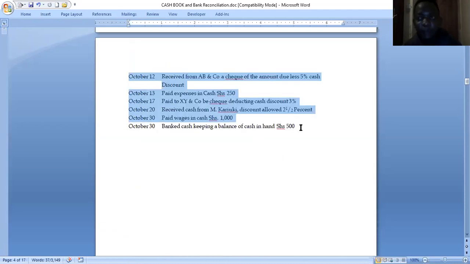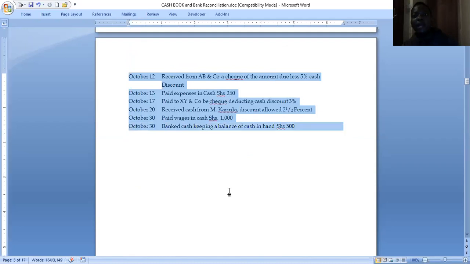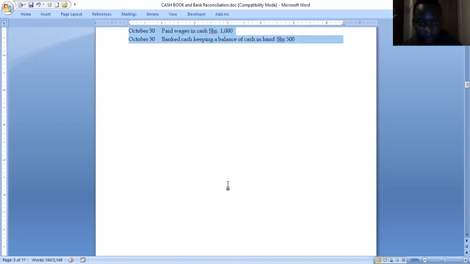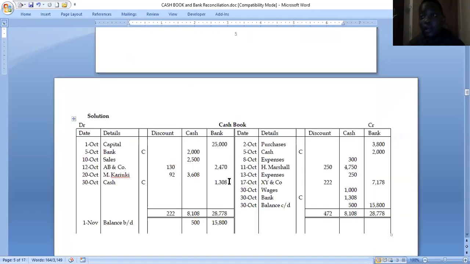So let us post them in the 3-column cash book. The procedure is similar to the one that we had looked at in the first example that we had seen. So we debit and credit where appropriate. And as you can see there, it's like any other T account with two sides.